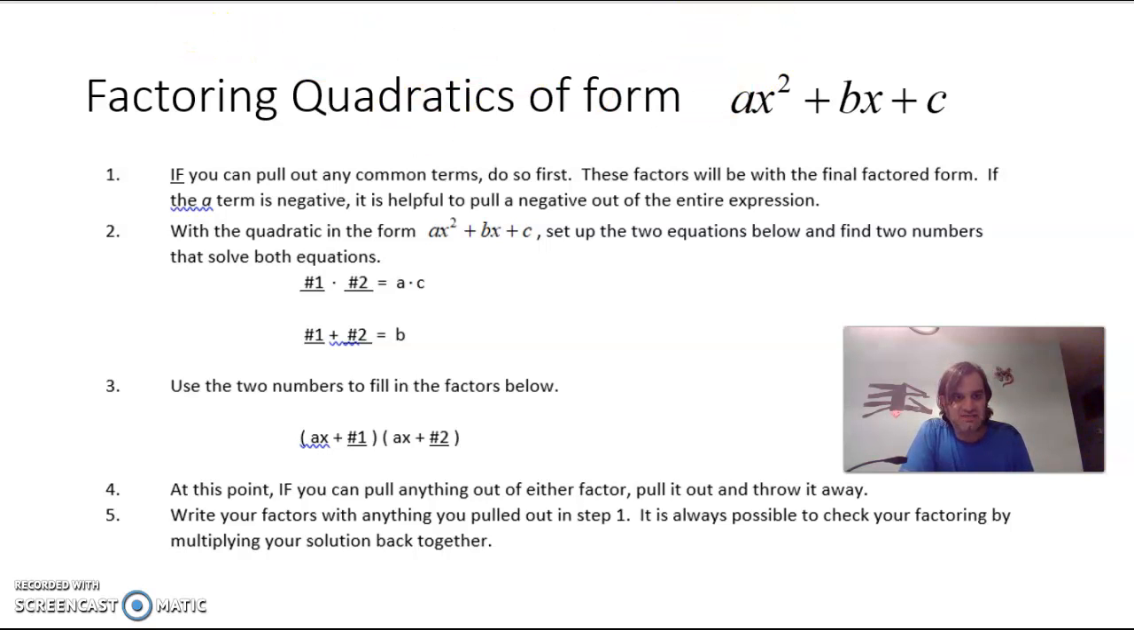So just to give you an example, I believe the one we're going to do in a moment is 3x squared plus 21x plus 18. So if we think about the ax squared plus bx plus c, in that example, a would be 3, b would be 21, and c would be 18. This is a hard topic.